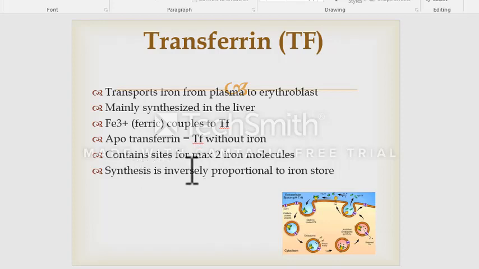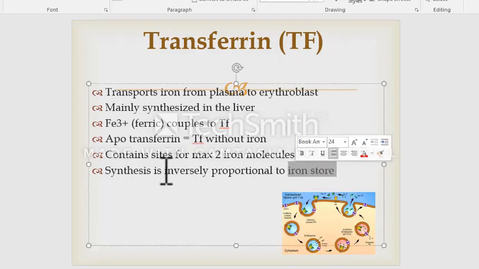And the synthesis of transferrin is inversely proportional to storage iron. If our body has more iron, the synthesis of transferrin will be decreased. But if our body needs more iron, our body increases the synthesis of transferrin to carry more and more iron into the tissues.